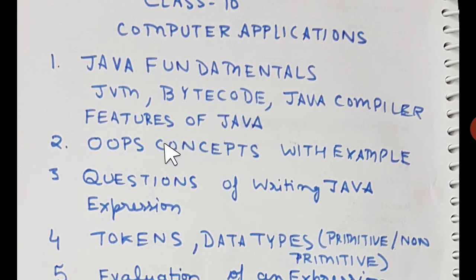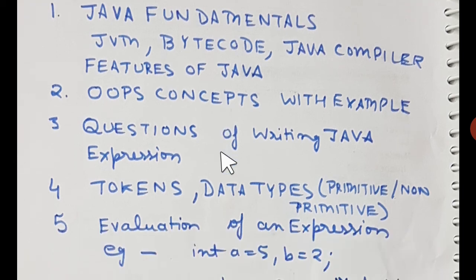All right. OOPS concepts with example, whether it is polymorphism, encapsulation, abstraction, or inheritance, right? All the concepts with the definition and the example. All right. So please, prepare all these things very fast. Don't waste too much time over here.